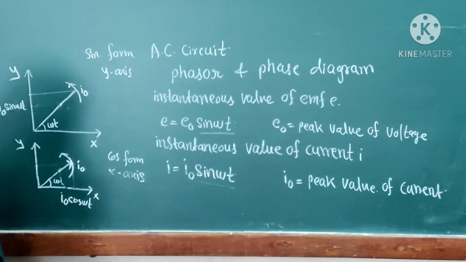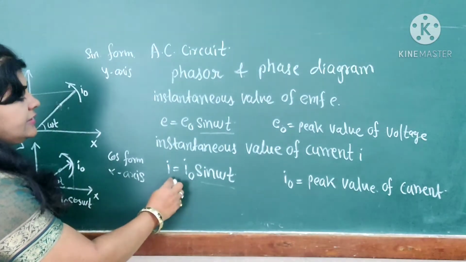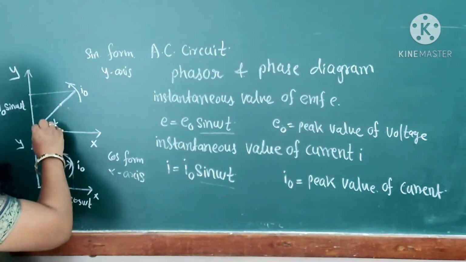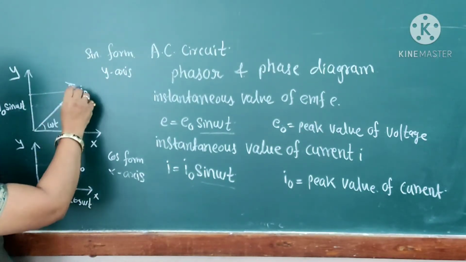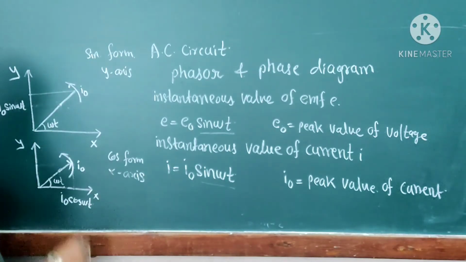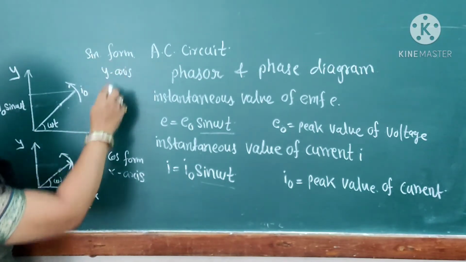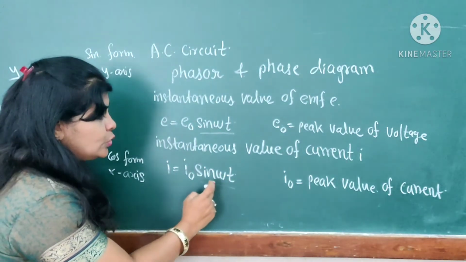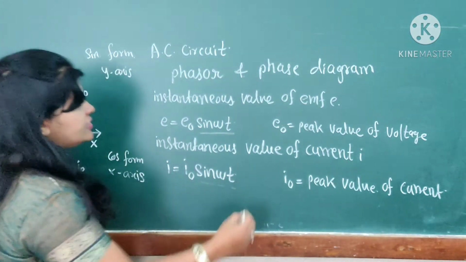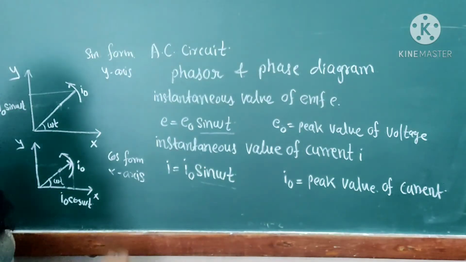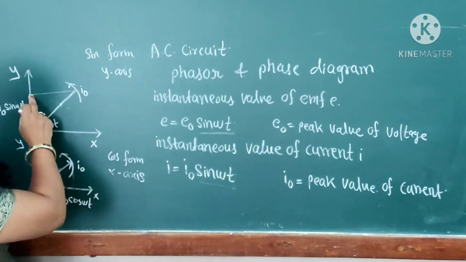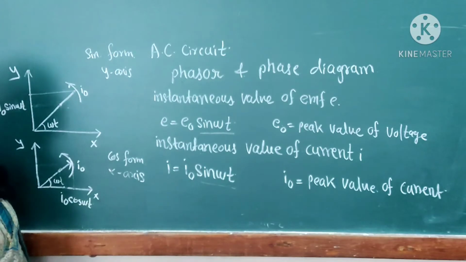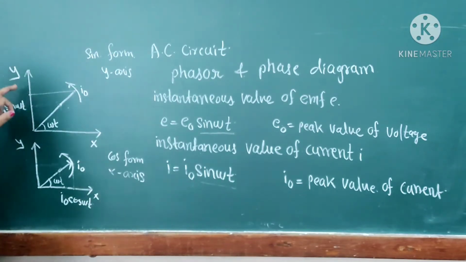Before this, we learned that the instantaneous current is represented by this phase diagram. If there is a sine function in the equation I is equal to I naught into sine omega t, then you consider the projection on the y-axis. The projection on the y-axis gives the instantaneous value, and the maximum value is the length of the arrow.